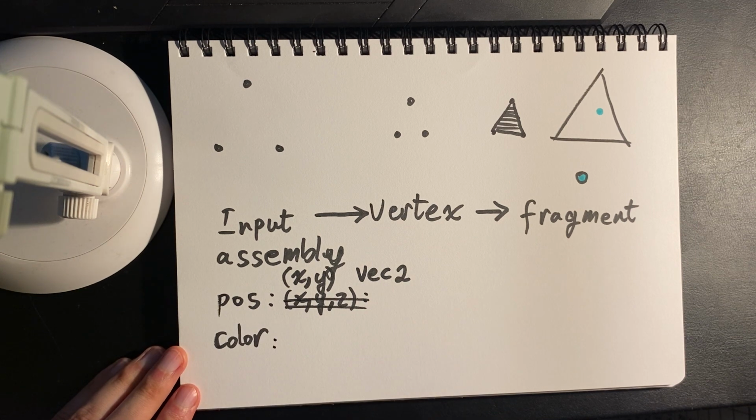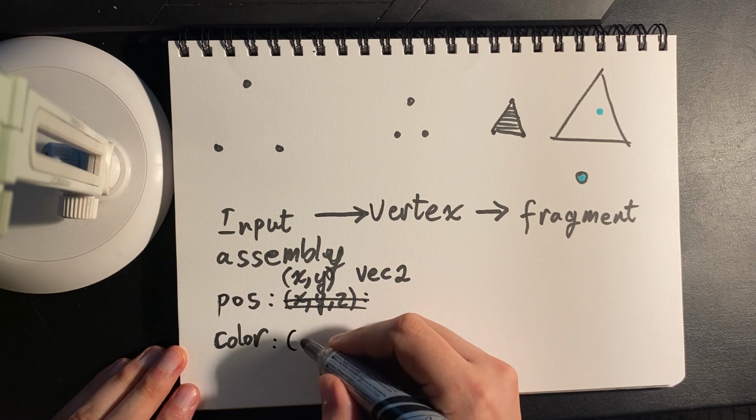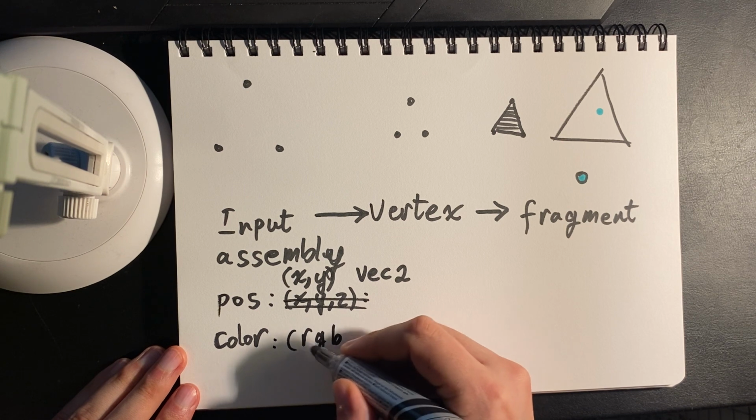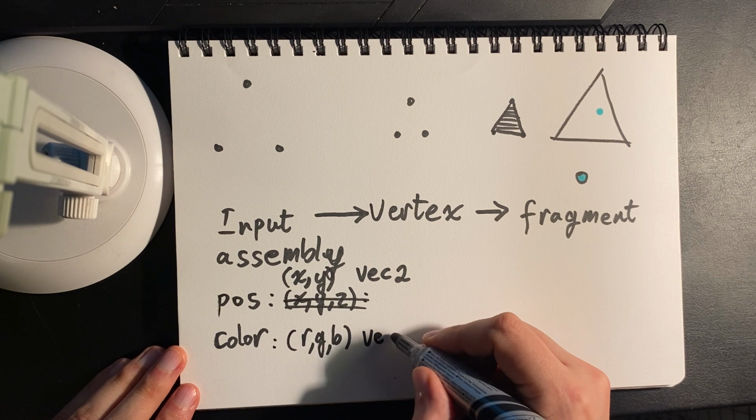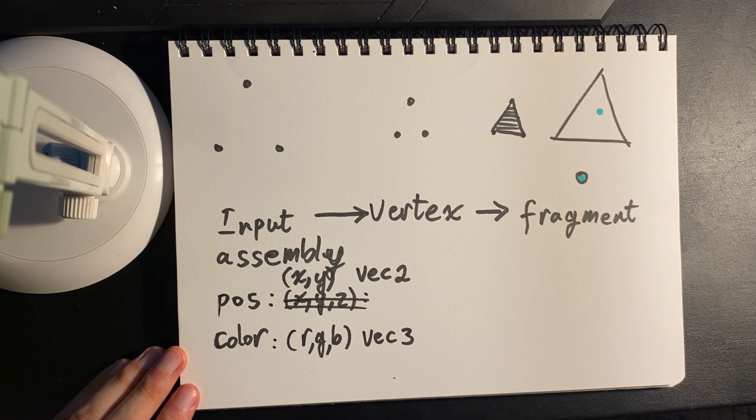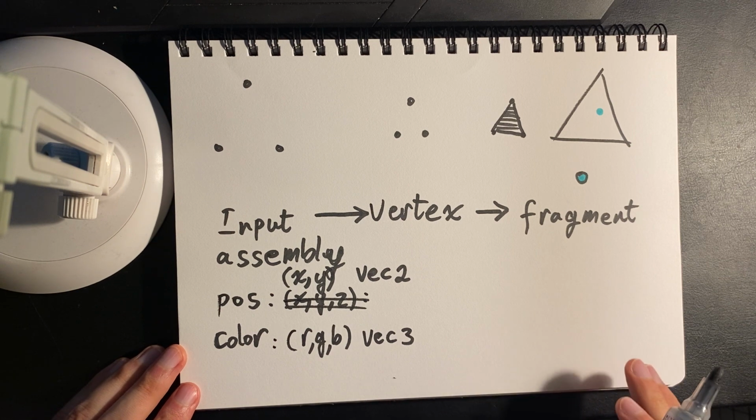Okay, now for the color, we're going to have red, green, blue. That is a three-dimensional vector, vec3. That's it. All right, so this is getting a little messy. Okay, so where were we?